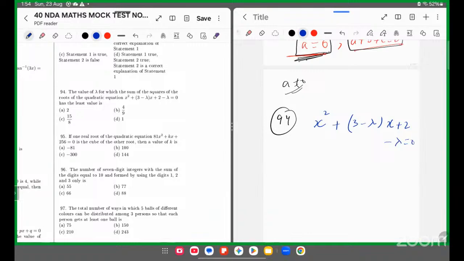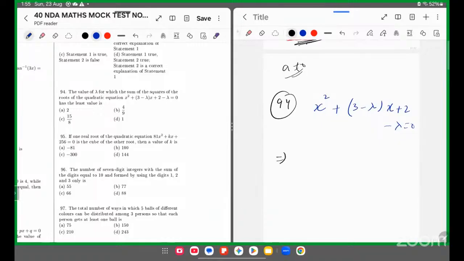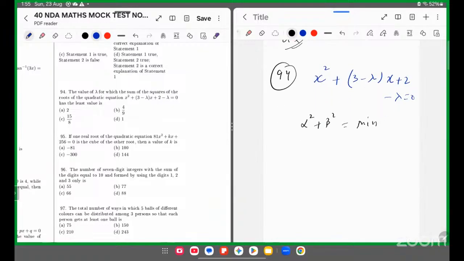ये अपने पास क्वाड्रेटिक इक्वेशन है. x² + (3 − λ)x + (2 − λ). ठीक. हमें पूछा है कि सम ऑफ स्क्वायर्स क्या चाहिए, मिनिमम. तो α² + β² अपने को चाहिए मिनिमम. ठीक है, α हम निकाल सकते हैं. क्या होता है, (α + β)² − 2αβ. ये अपने को चाहिए मिनिमम.